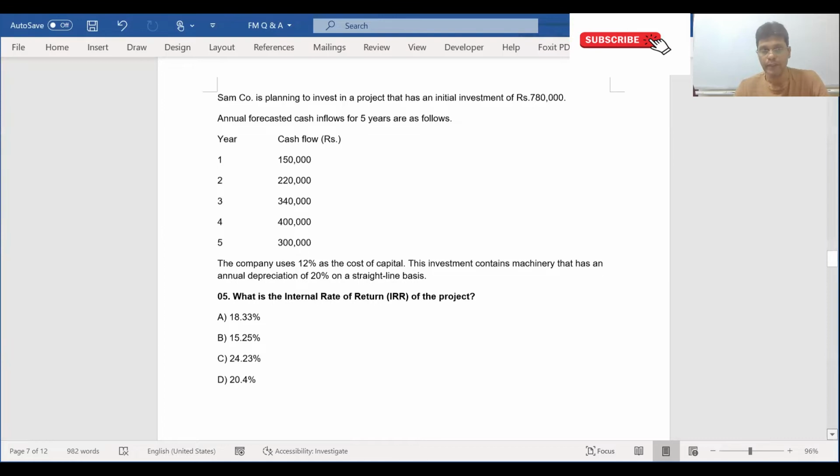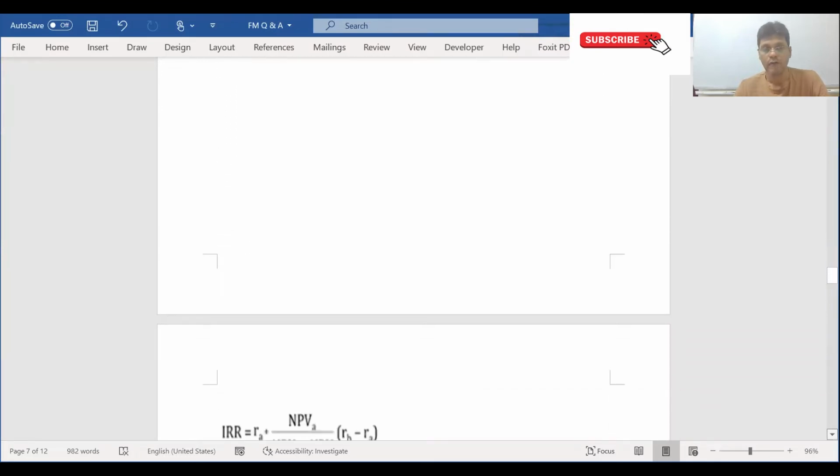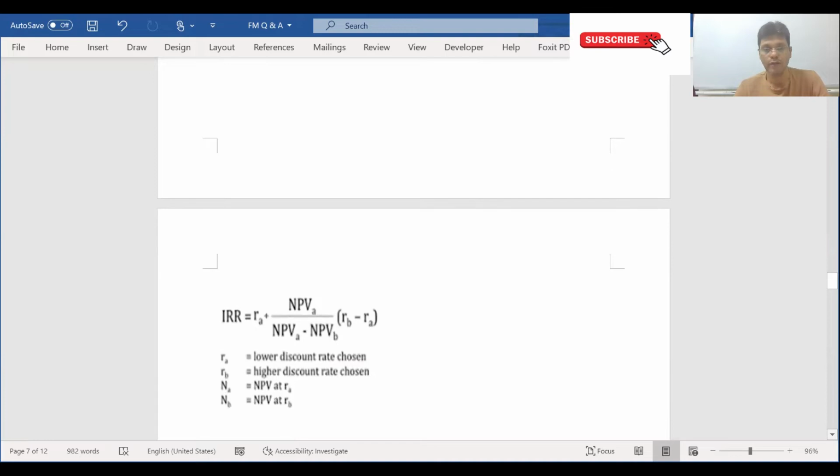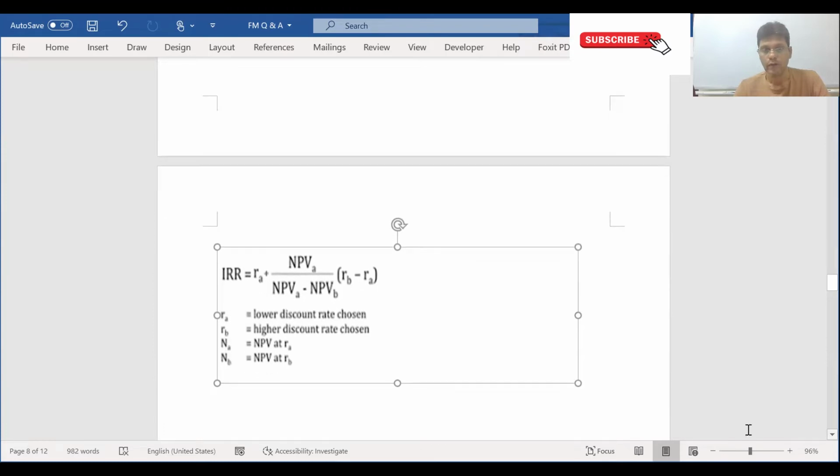The formula will be, I will show you. This is the formula. Okay, so to calculate IRR, what we need to do is we need to have 2 net present values at 2 discount rates. So one being a higher net present value and the other being a lower or negative net present value. Then by using this formula, we can calculate the IRR.